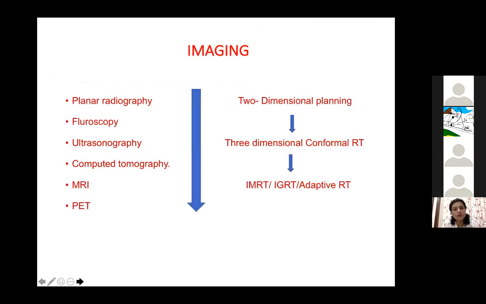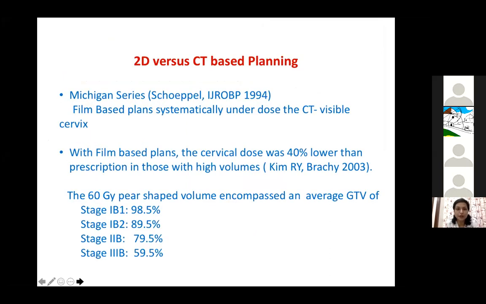So over the last few decades, we have progressed from planar imaging to sectional imaging, and of course, we are now at functional imaging. Similar to the advances that have been made in imaging and radiodiagnosis, we have also improved our techniques of external beam radiation, where we have moved from 2D planning to 3D conformal to IMRT, IGRT, and adaptive dose planning. However, in terms of brachytherapy, we were relatively slow.